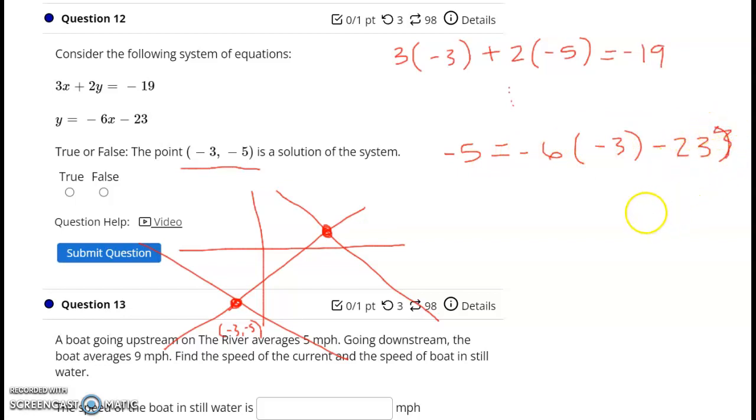Oops, we didn't need that parenthesis. And then we solve this one and make sure this one comes out as true. So if this one comes out as true and this one comes out as true, they both have to come out true, then we know that this -3, -5 would be a solution for the system. Okay, that's the end of this video.